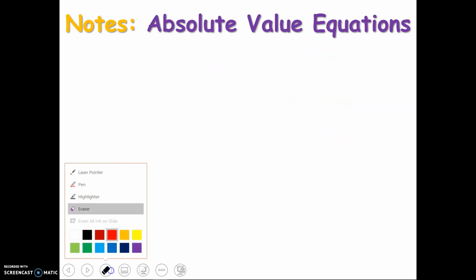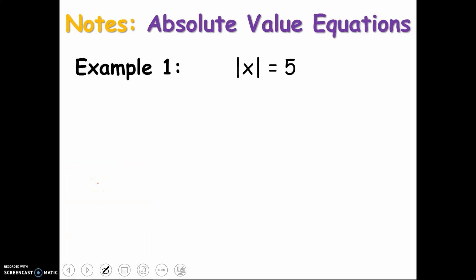Let's go ahead and take a look at our first example. Example 1. The absolute value of x is 5. Now note, this says that x has a distance of 5 from 0. There are two possible numbers, 5 or negative 5. As a set, 5 and negative 5.